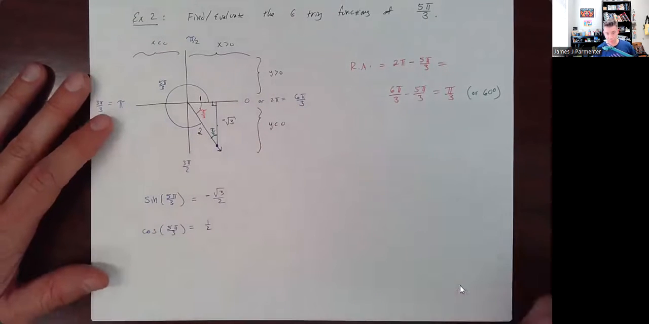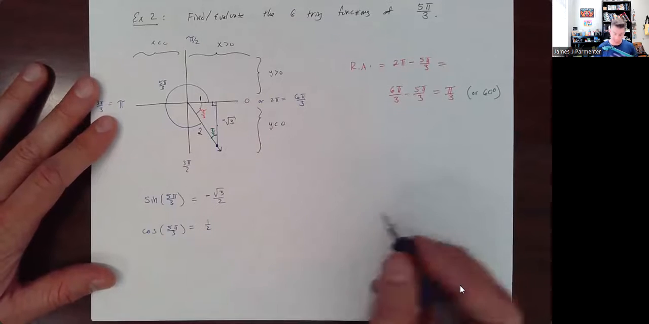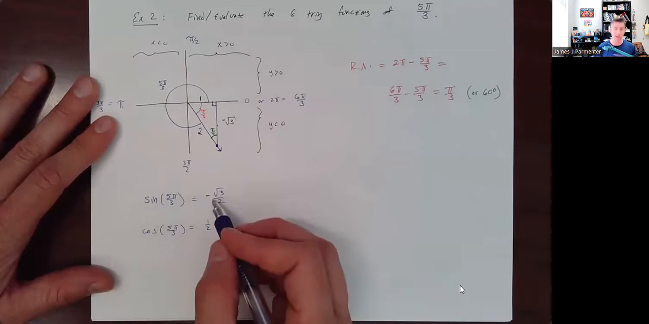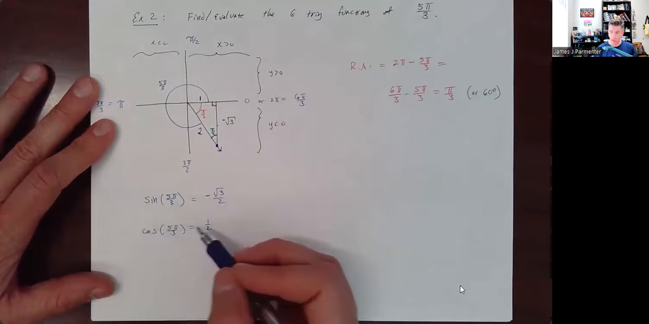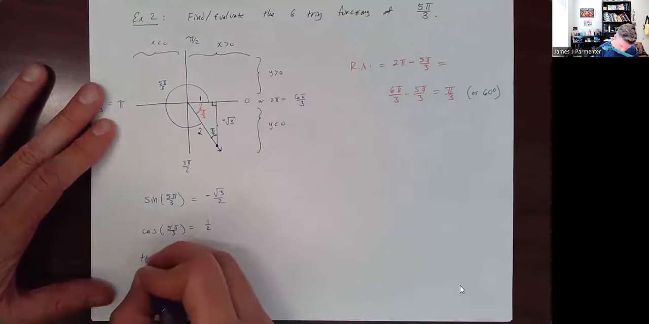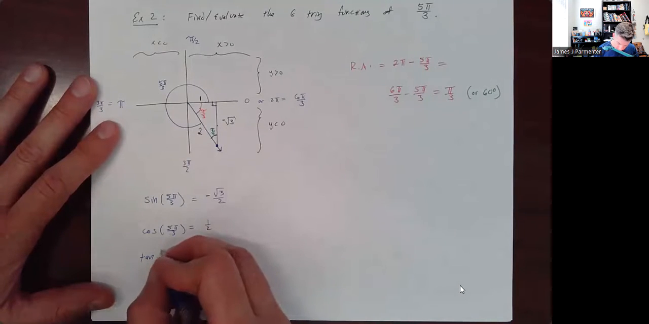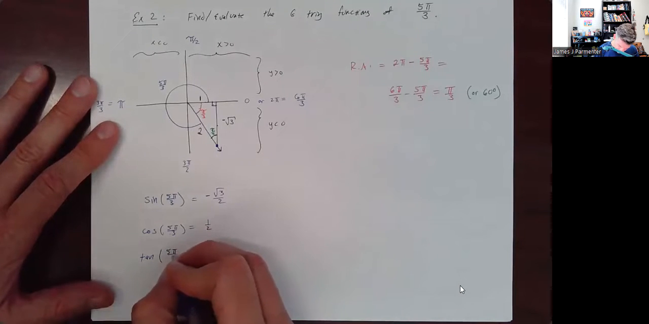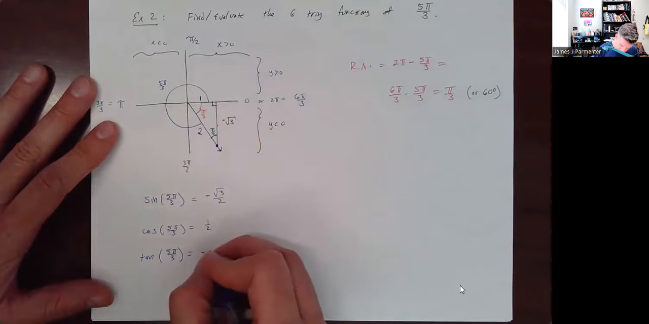And I should point out, back on the first page, we saw that sine of 60 degrees, or pi over 3, was positive √3 over 2. And cosine of pi over 3 was positive 1/2. And tangent of pi over 3 was positive √3. But tangent of 5 pi over 3 is going to be negative √3 over 1. So it's going to be negative √3.